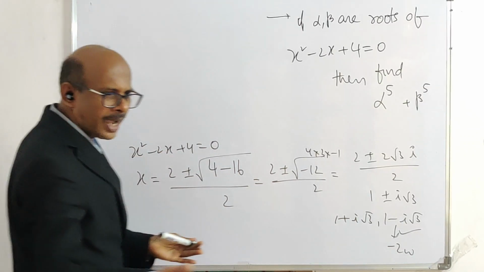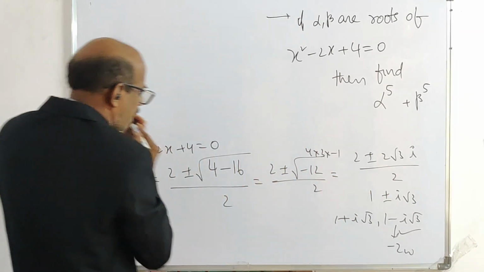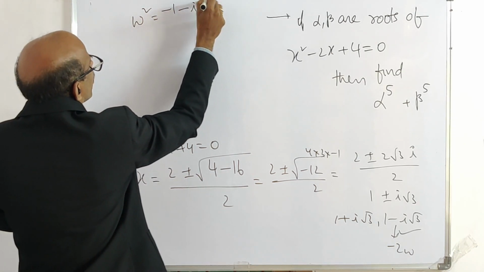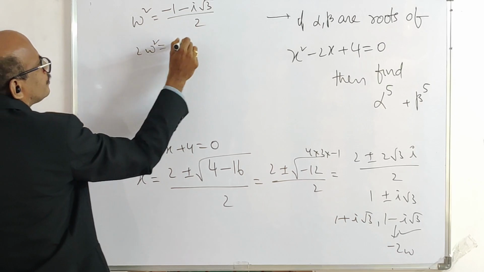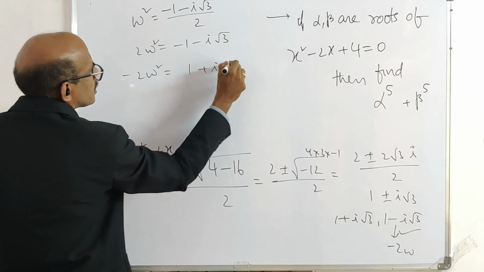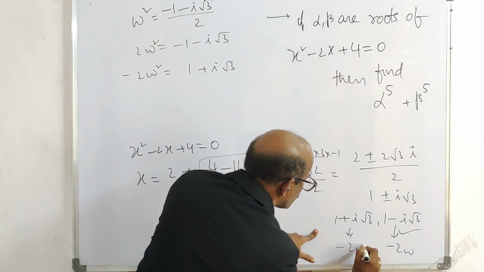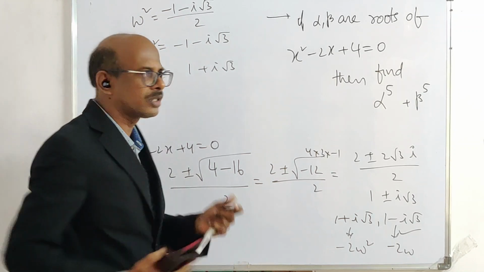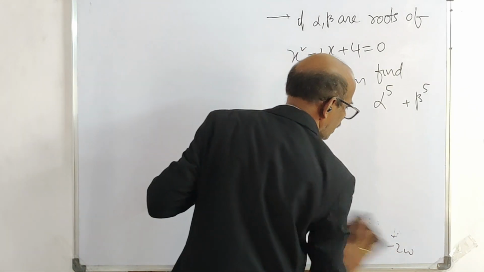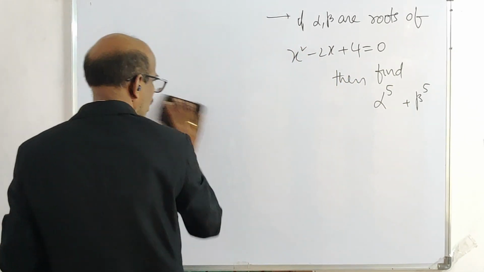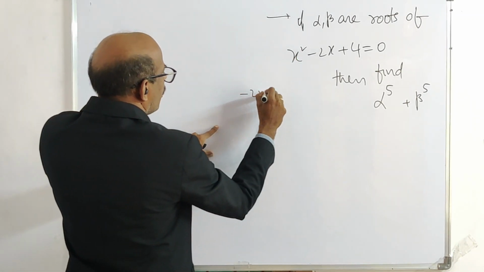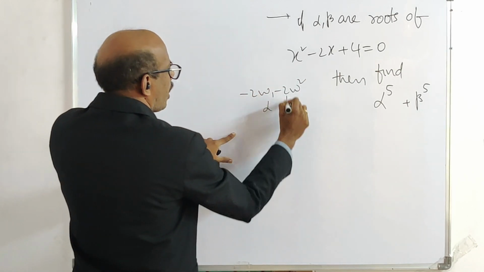Here my intention is that my student can, at any instant, derive the proofs also. Omega square is minus 1 minus i root 3 by 2. If you cross multiply, it will be like this. If you multiply with minus, no doubt it will be 1 plus i root 3. This will be minus 2 omega square. I think you got the proof also of the standard result. Just now it is given. Therefore, for the given equation, my dear student, definitely my student will get perfection after watching this video. Here the roots are minus 2 omega, minus 2 omega square, alpha and beta.